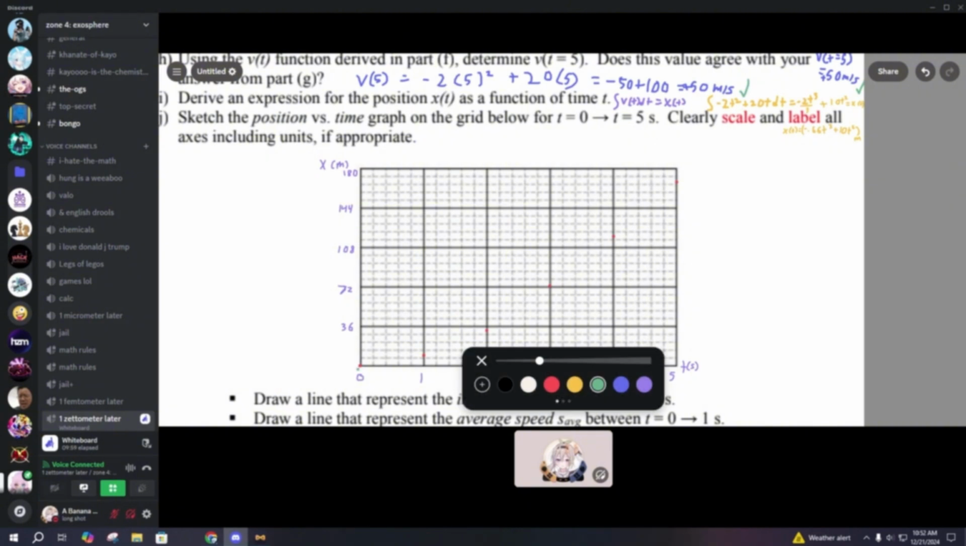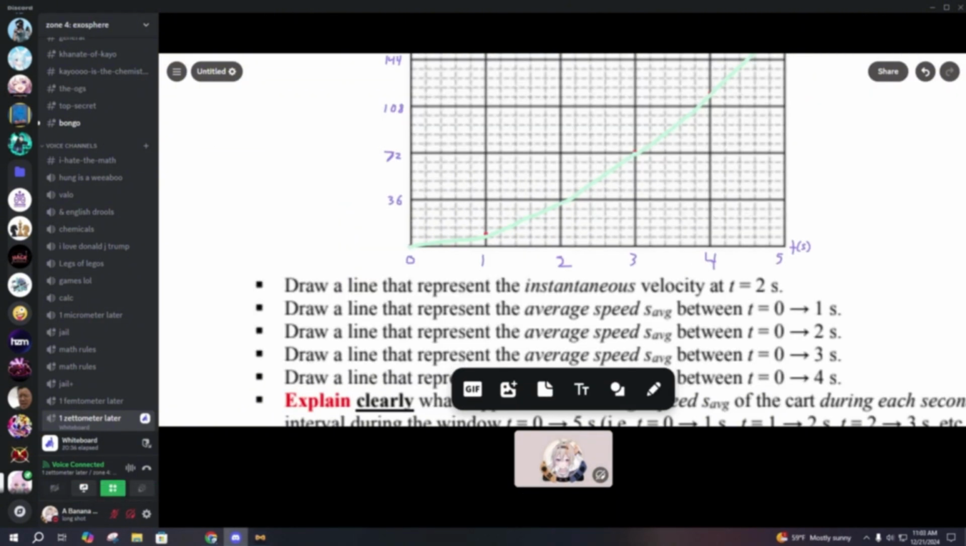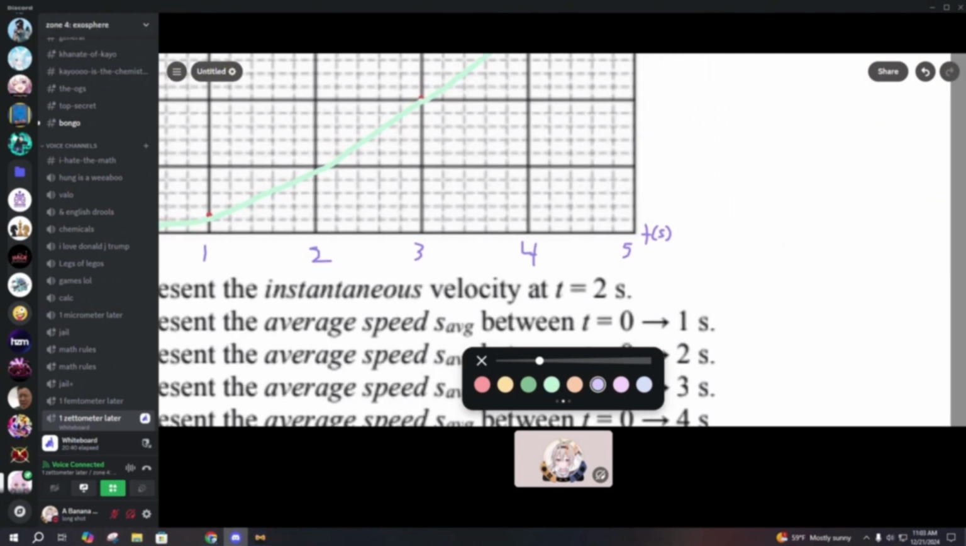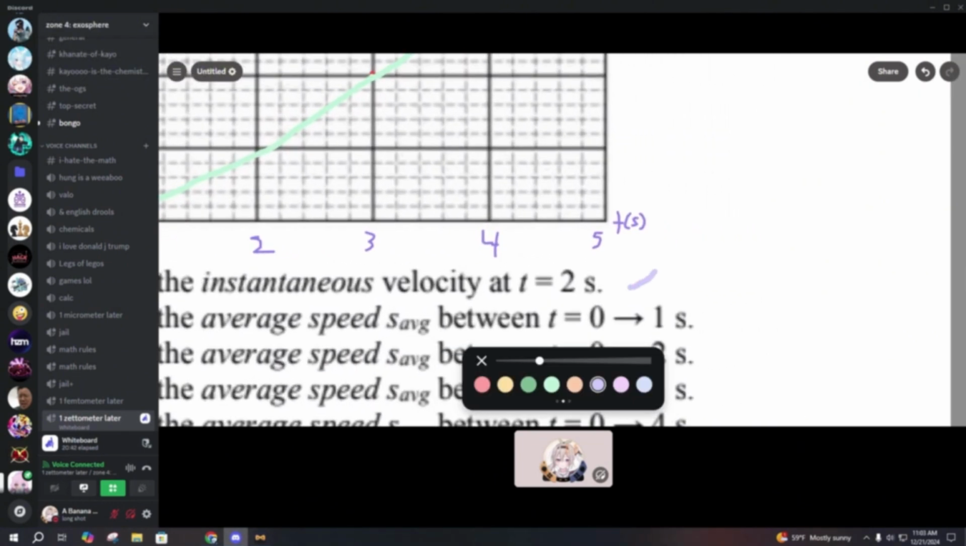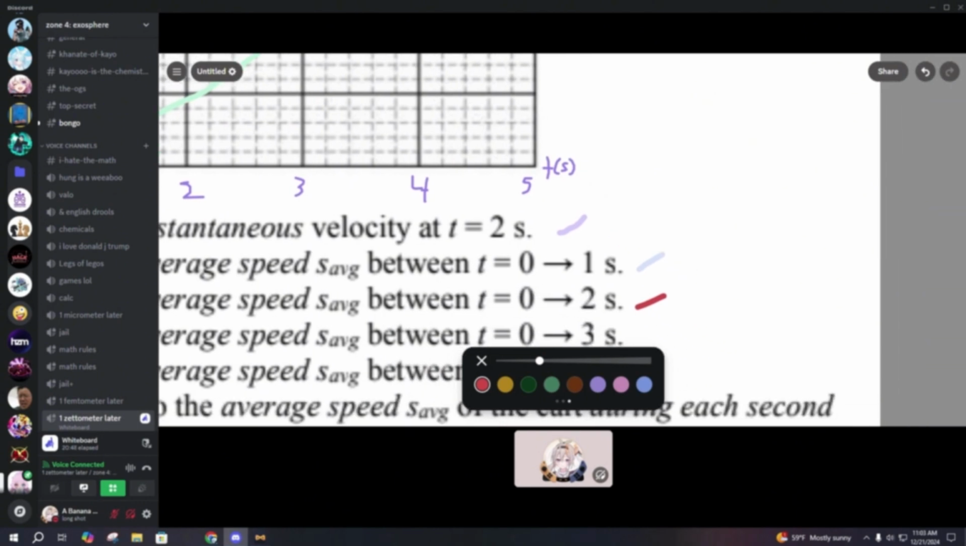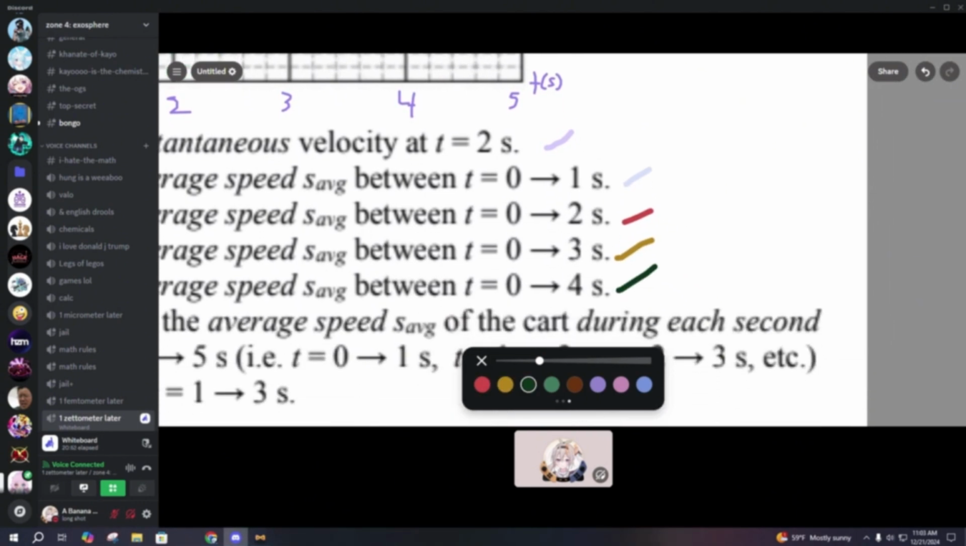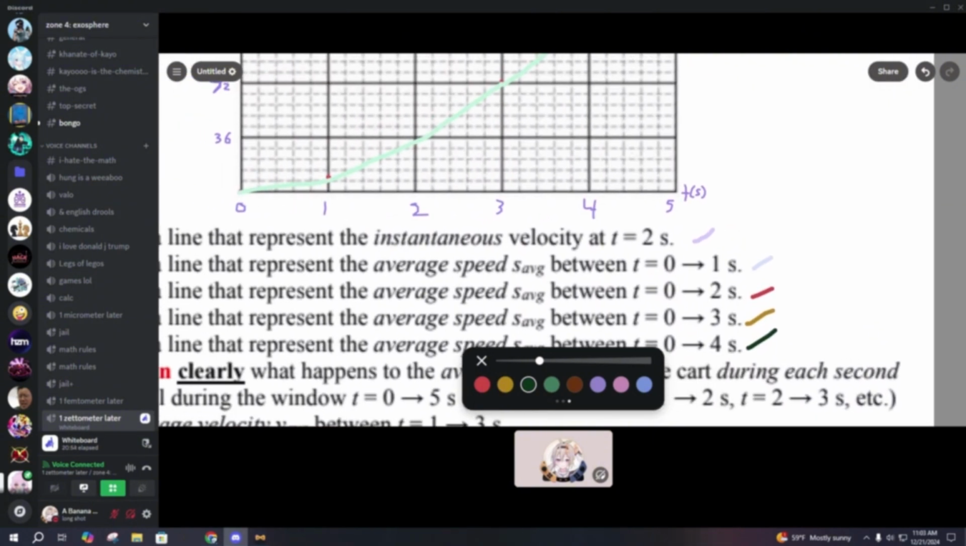Looks like it curves. So they want these 5 lines, right? So I'm going to color code it for the sake of your eyes. A nice purple. A nice baby blue. A scab color, and forest green. So those are the colors of the lines.